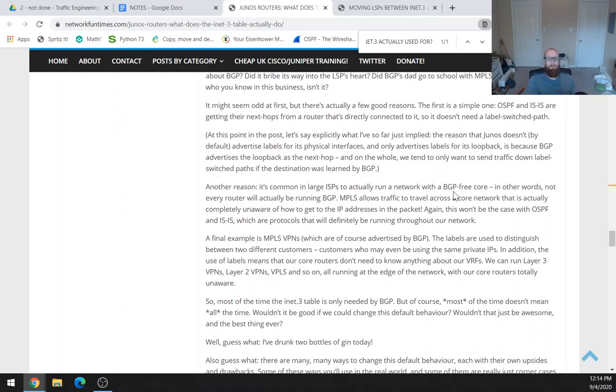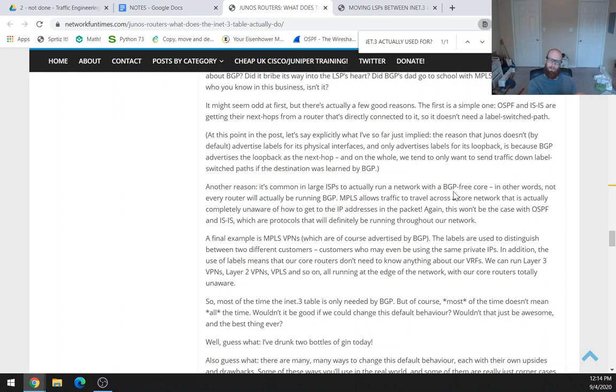At this point in the post, let's say explicitly what I've so far just implied. The reason that Junos doesn't, by default, advertise labels for its physical interfaces and only advertises labels for its loopback is because BGP advertises the loopback as the next hop. And on the whole, we tend to only want to send traffic down label switched paths if the destination was learned by BGP.